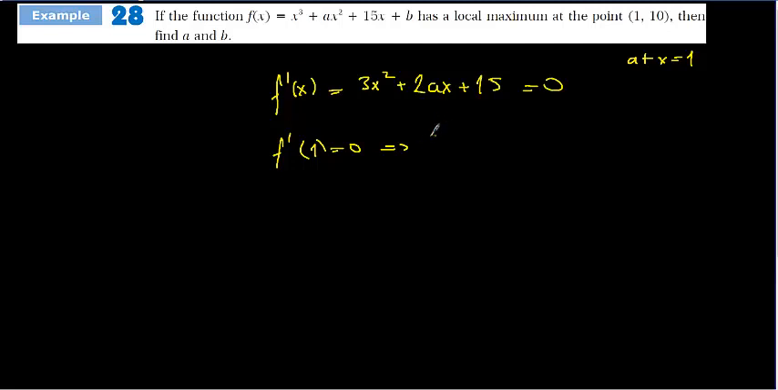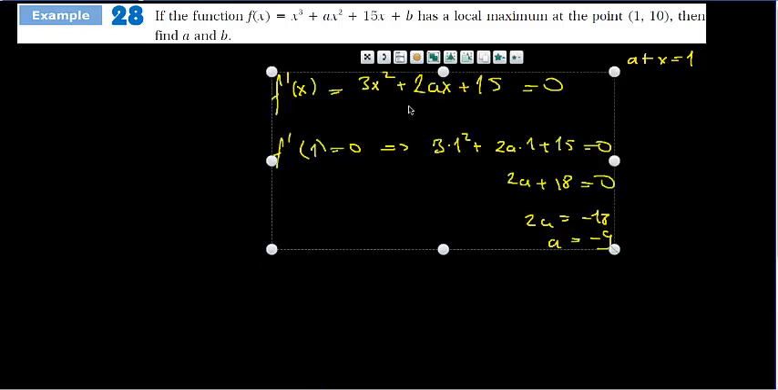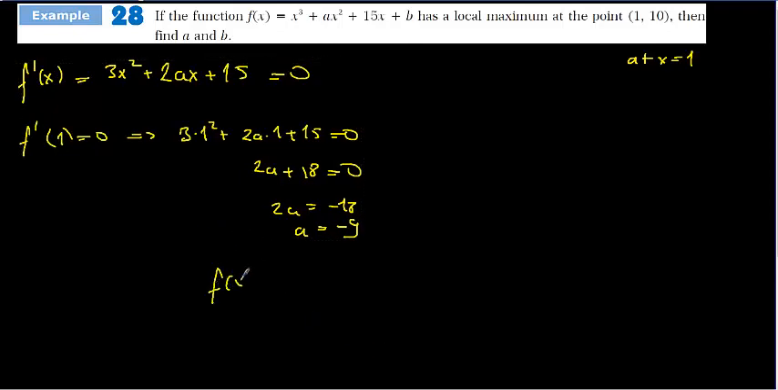If f'(1) is equal to 0, it means that 3 times 1 squared plus 2 times a times 1 plus 15 is equal to 0. It's going to be 2a plus 18 is equal to 0. 2a is equal to -18. a is going to be equal to -9 after the operation. So I found the a value. It's easy to find the b value because I know this: f(x) is now equal to x cubed minus 9x squared plus 15x plus b.